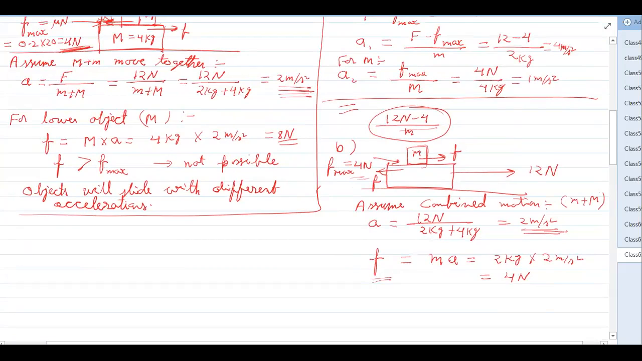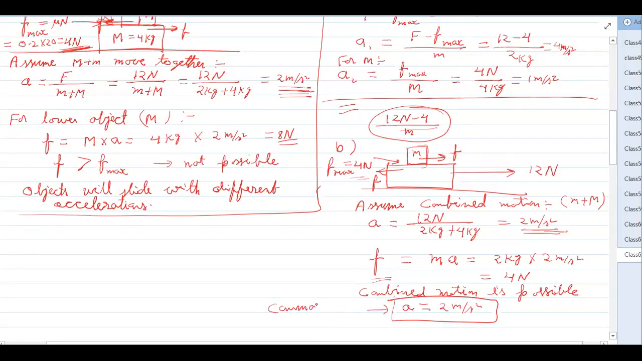The objects are not going to slide over each other. They will move together because friction does not exceed the maximum value; it can have anything less than or equal to the maximum value. So combined motion is possible, and the common acceleration will be 2 meter per second square. In this way you have to analyze the situation and solve.